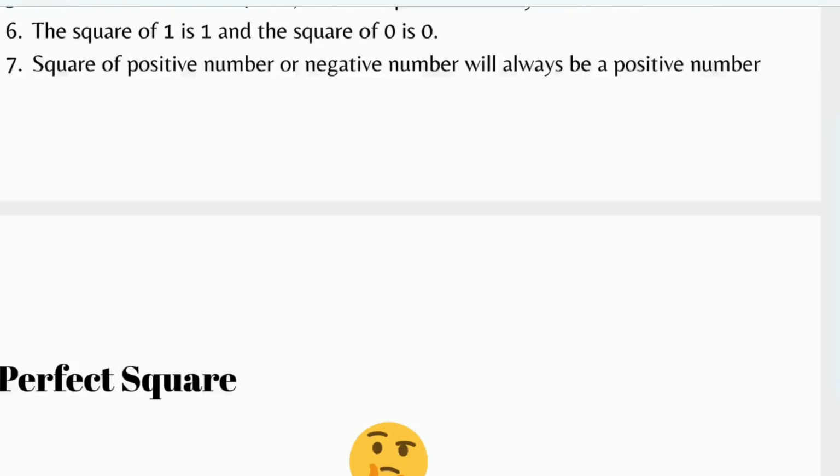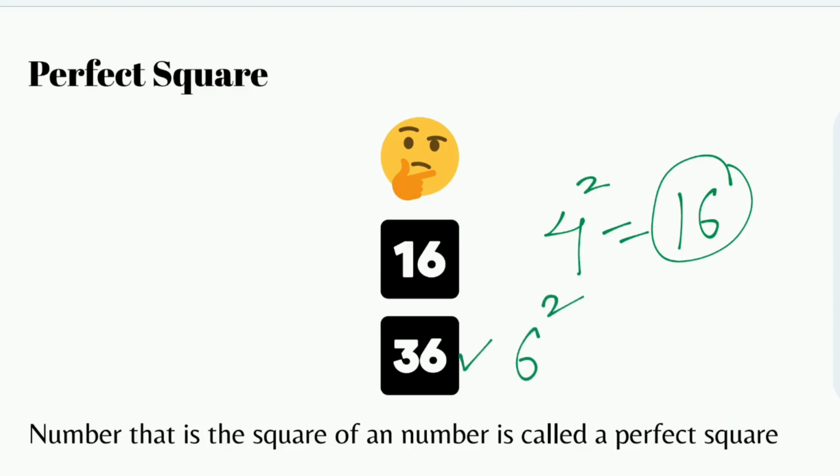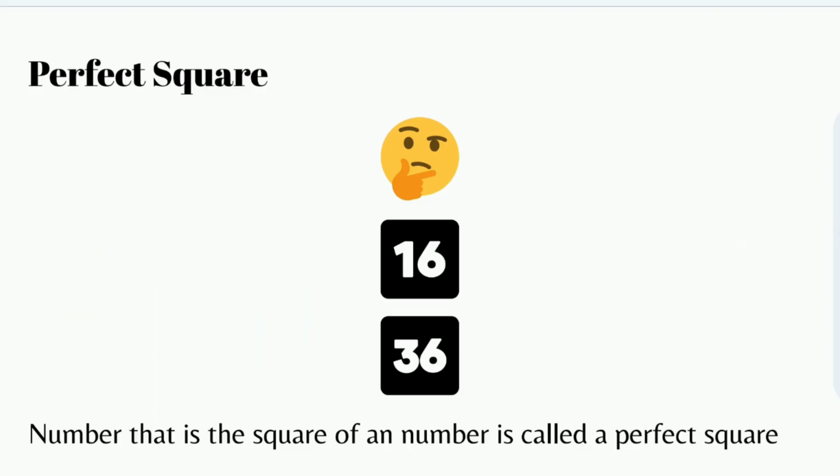Coming to the next, we have a perfect square. We already spoke about what a perfect square is, but just giving a small overview. A perfect square is a number which is the square of a particular number. For example, 4 square is 16. 16 becomes a perfect square because it's the square of a number. 36 becomes a perfect square. Why? Because it is the square of 6. 25 becomes a perfect square because it is the square of a number. If we talk about 19, 19 is not a perfect square. So this is what the term perfect square is.